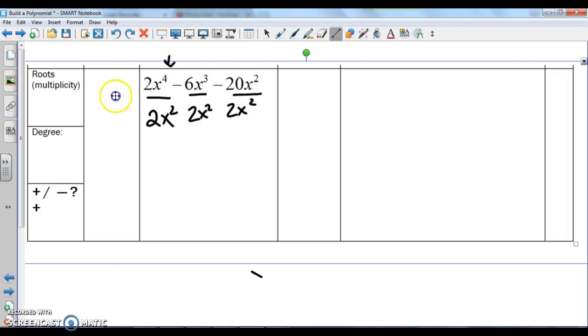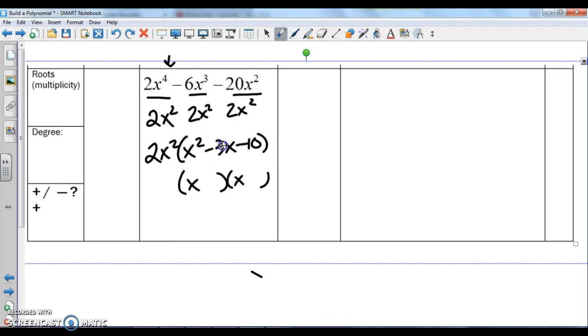And you see how this is a 4? I already know what my degree is, 4. And I also know that I should have 4 roots. If this is a 4, I should have 4 roots. If you take out the 2x squared, you're going to be left with x squared minus 3x minus 10. And you can factor this. Add to get the middle number, multiply to get the number at the end. I'm not telling you what the factors are. And this section right here, whatever goes right here, those are your factors.